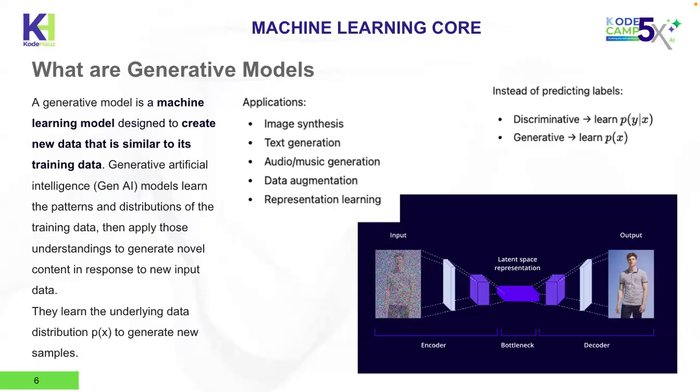Of course, there are many applications of these. So you see image synthesis, text generation, which is what large language models are doing, basically the GPTs. Then you have audio and music generation, data augmentation. Data augmentation is where you have some data already, and you want to generate similar data. This is typically, of course, used for training neural networks. So they can generate their own data that would be used to train.